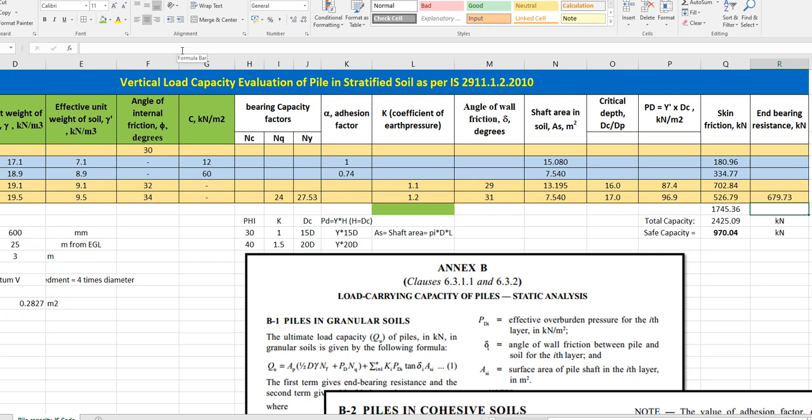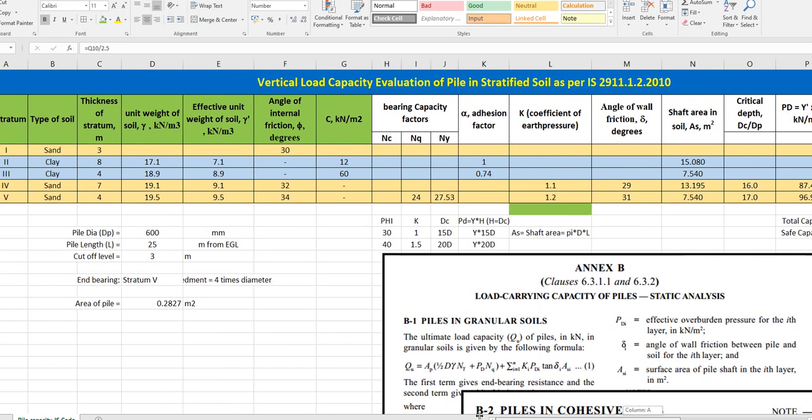So we have total resistance will be 1745 plus 679, right? So we'll add both of them together and we'll apply a factor of safety of 2.5. Since we have some part in end bearing, we'll use a factor of safety of 2.5 as per the IS code. So after giving a factor of safety of 2.5, we get 970.04 kilonewton as the total capacity of the pile in the given soil. So this is how we obtain the pile capacity.